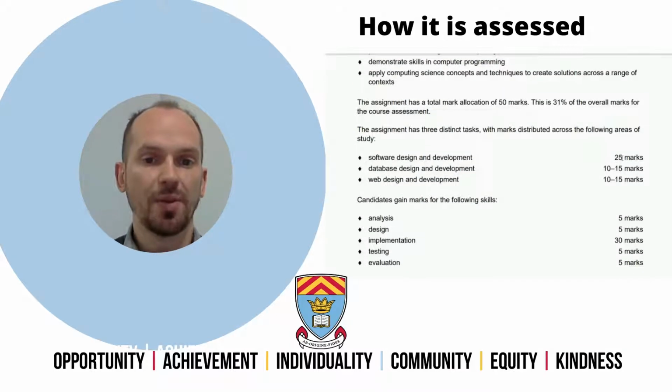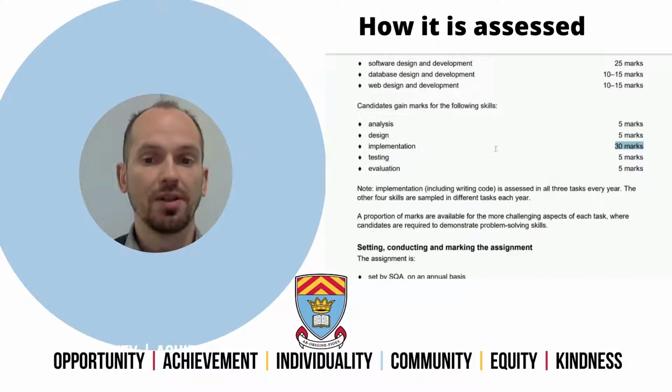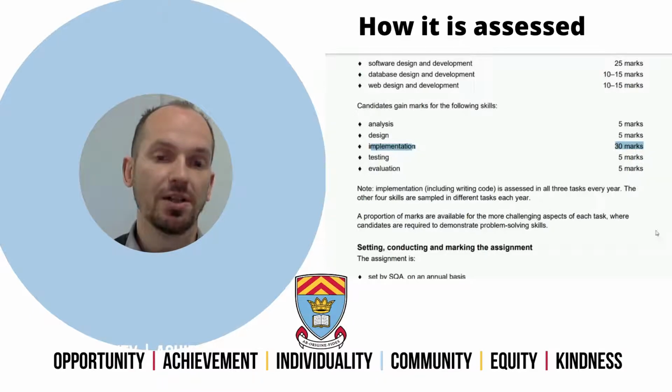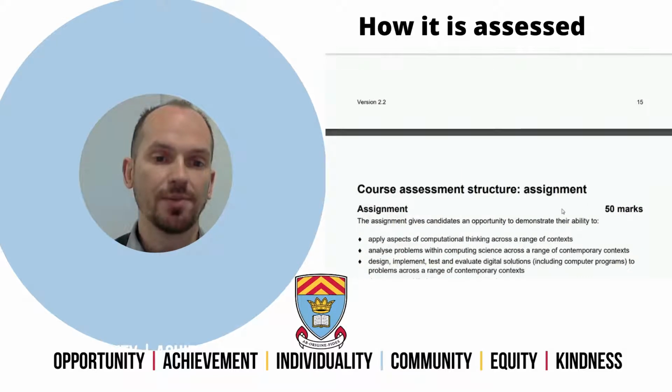In the assignment, 25 of the marks, so half of those available, are on software development, and the other half are split between web development and database development fairly equally. The majority of the marks are for writing code, whether that's in Visual Studio for software development, HTML, CSS and JavaScript in web design, or SQL and databases. But there are other marks available for design, testing and evaluation.